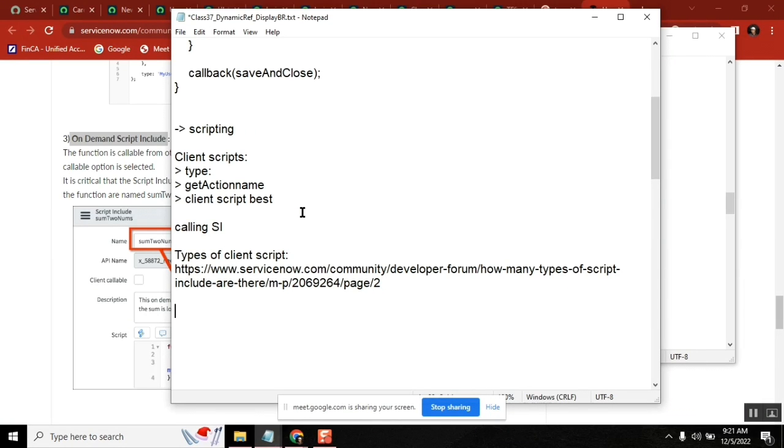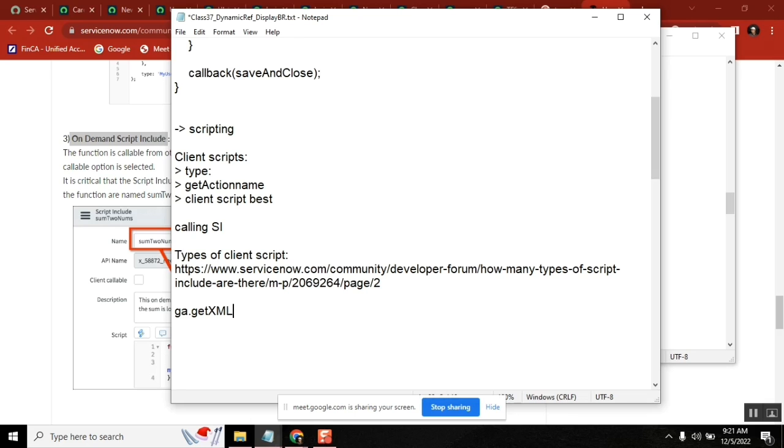Type and getXML, getXMLWait. Okay, script include. Say you took var ga equal to new GlideAjax of the script include. Add param you passed it, and then to execute the function you say ga.getXML.